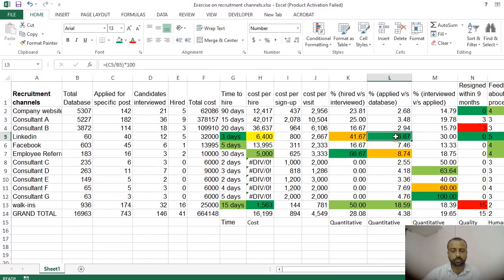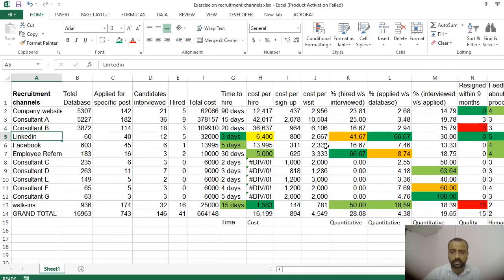Similarly, the conversion from applied to database is 66%. That means 40 people applied, out of 40, 12. So the entire effort that goes in screening the candidate is very less. And of the candidates who have joined, nobody has resigned. And the cost is also the second or third lowest. So I have to invest more in LinkedIn because it is giving me both the dimensions.